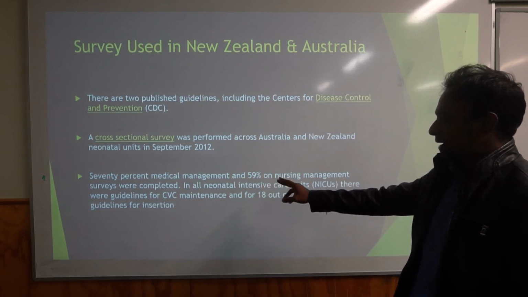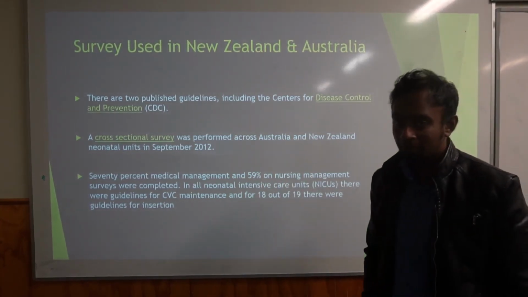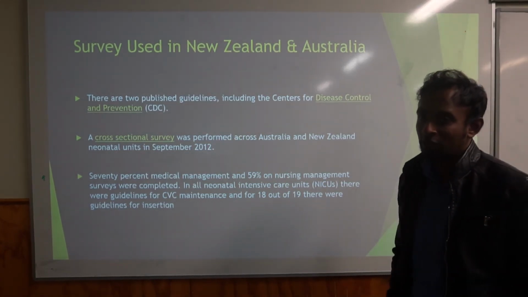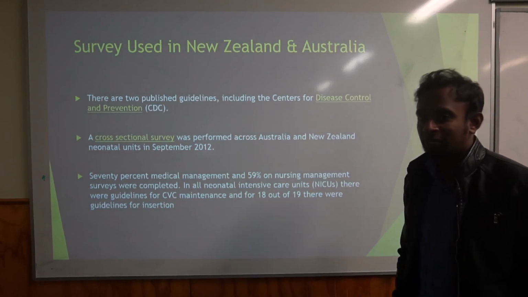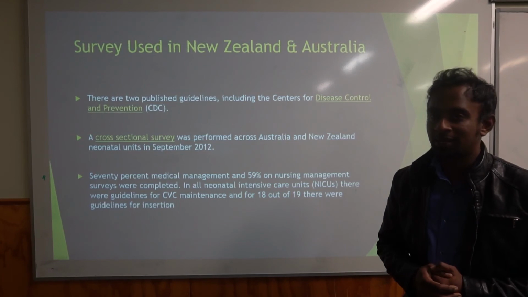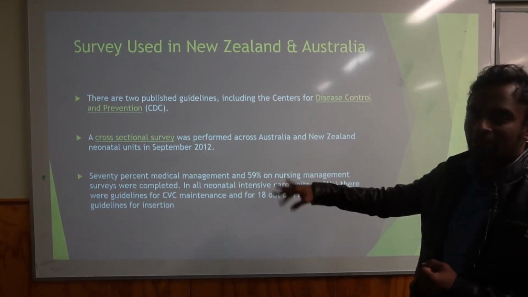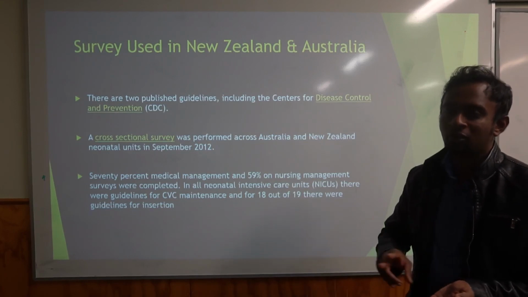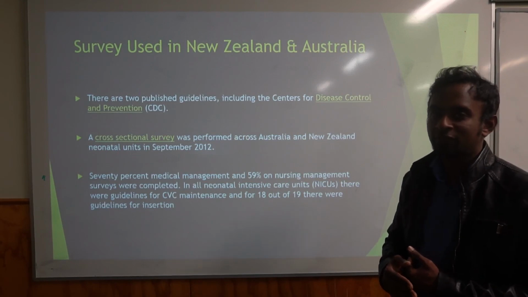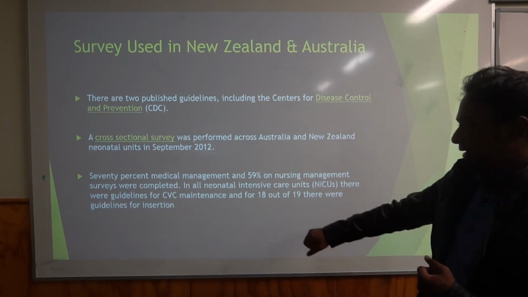70% on medical management and 59% on nursing management surveys were completed, and from this survey they got prevention and control measures on how to improve neonatal centerline associated infection, and also, from the medical management, how to prevent infection and maintain the line for adults and all other age groups.